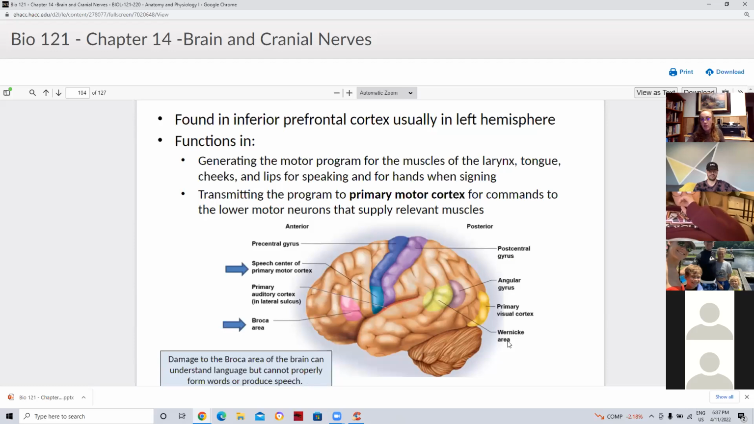Broca's area, found in the inferior prefrontal cortex, usually in the left hemisphere. It's generating the motor program for the muscles of the larynx, tongue, cheeks, and lips for speaking and for hands when signing. It's amazing if you think about it, how much training your mind comes into your ability of language.